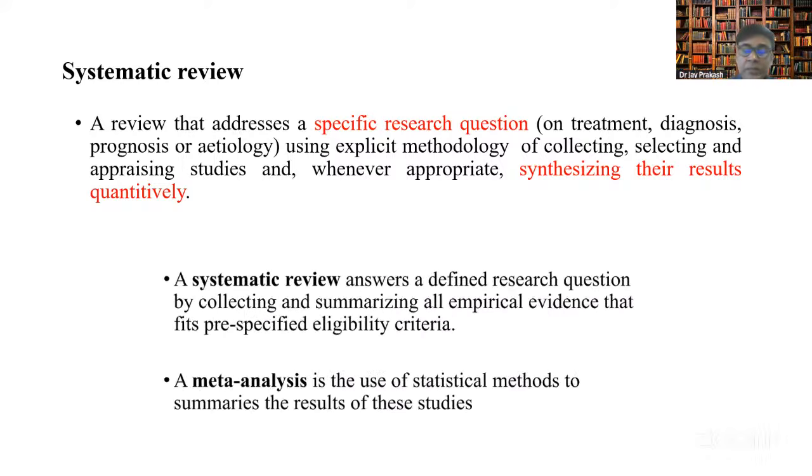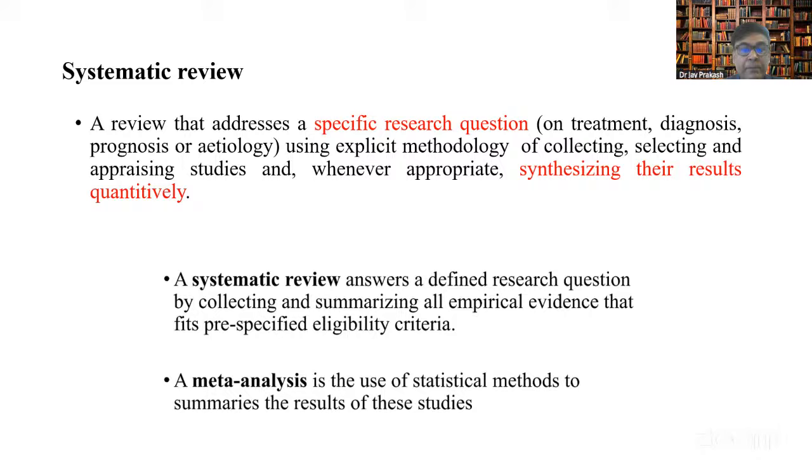Now, if you are seeing systematic review and meta-analysis, what is the basic difference between them? In a simple form, meta-analysis, the meta, you may say that if you have data, you can proceed with the meta. So a systematic review answers a predefined research question, as I said earlier, by collecting and summarizing all empirical evidence.